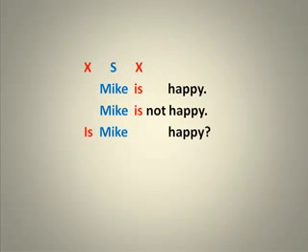For example, Mike is happy. Is is the X word. All X words always appear in negative sentences, so we could say Mike is not happy. X words always begin yes or no questions. Is Mike happy? And so the word or words between those two places where we can put is is the subject. In this case, it's Mike.